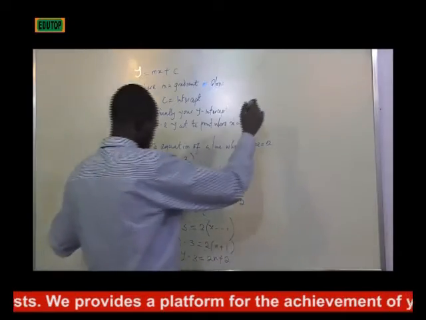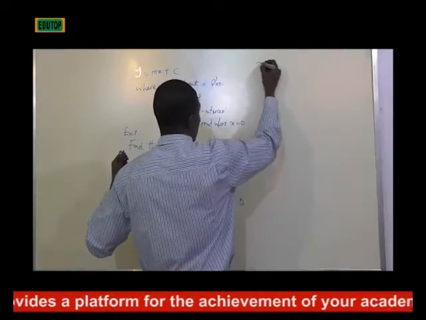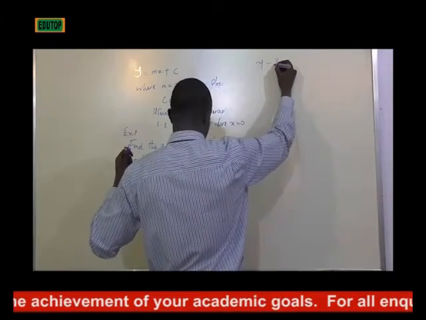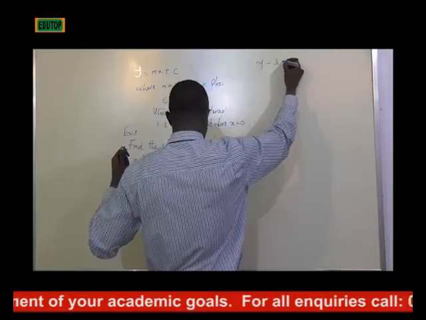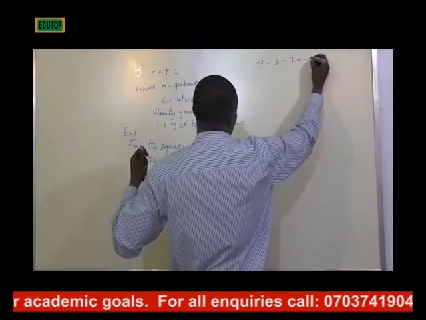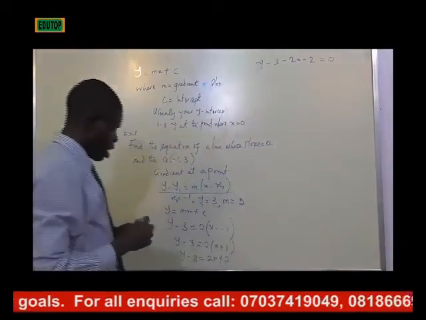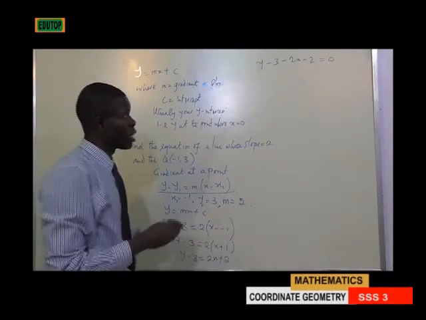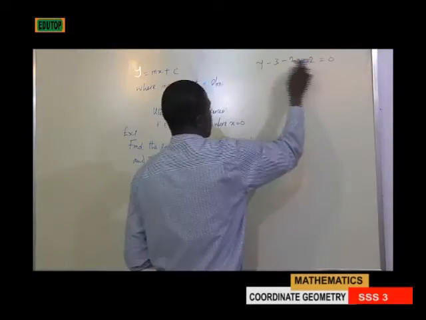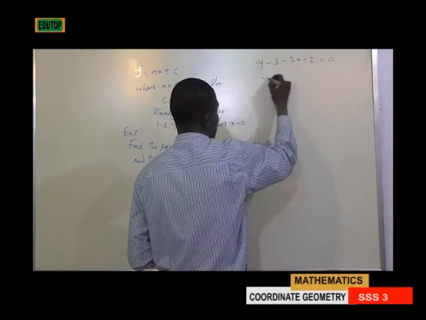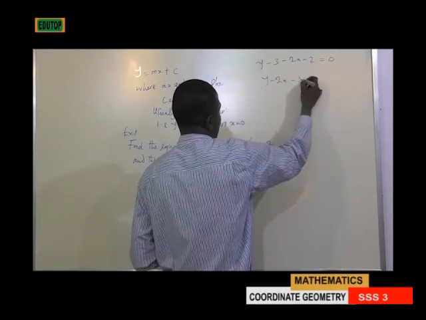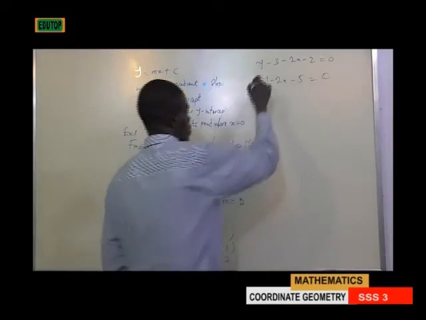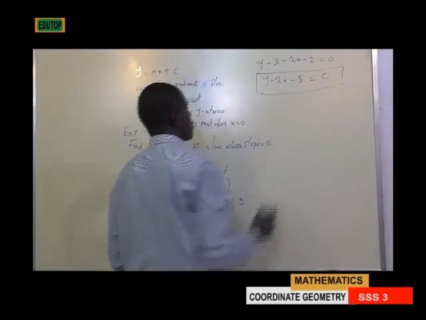Then at this point, by bringing everything to one side, we have y minus 3 minus 2x minus 2 equals 0. Correct. Y minus 3, then this one comes to the left and becomes minus 2x, and this one becomes minus 2. So this and this, minus 3 minus 2, that's minus 5. y minus 2x minus 5 equals 0. So this is the equation of the line.